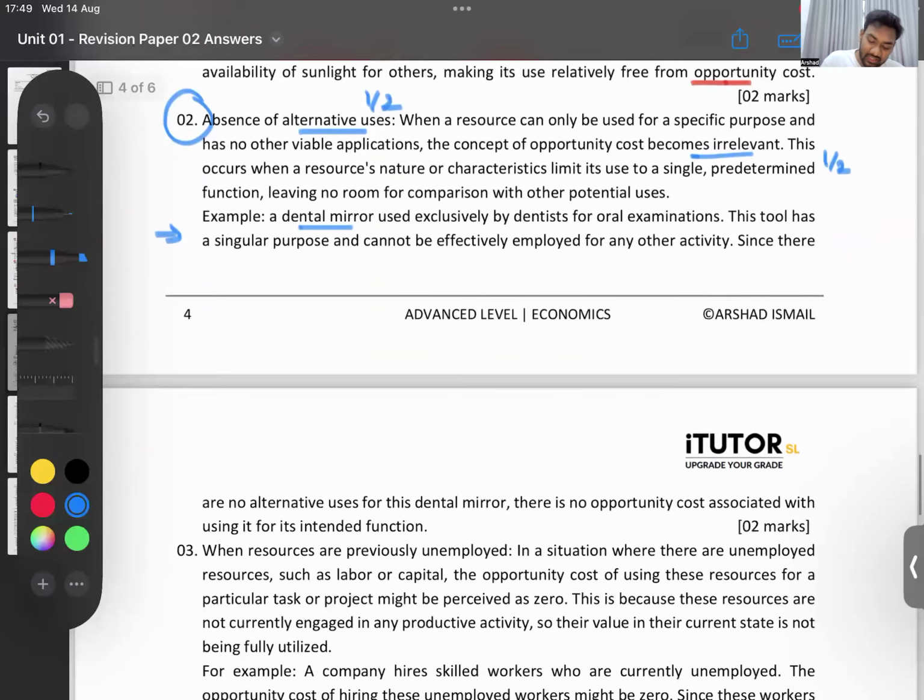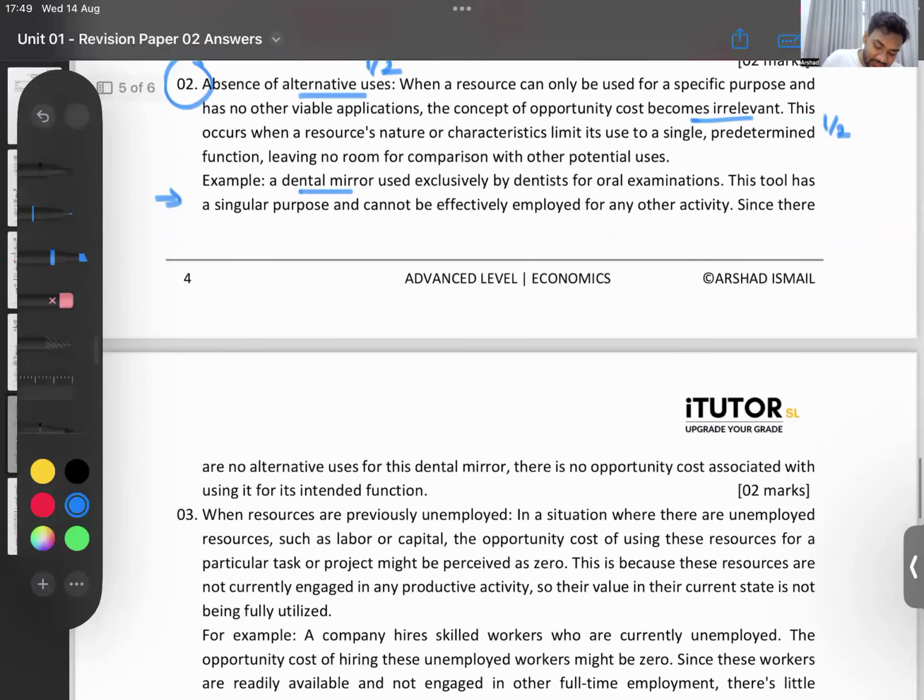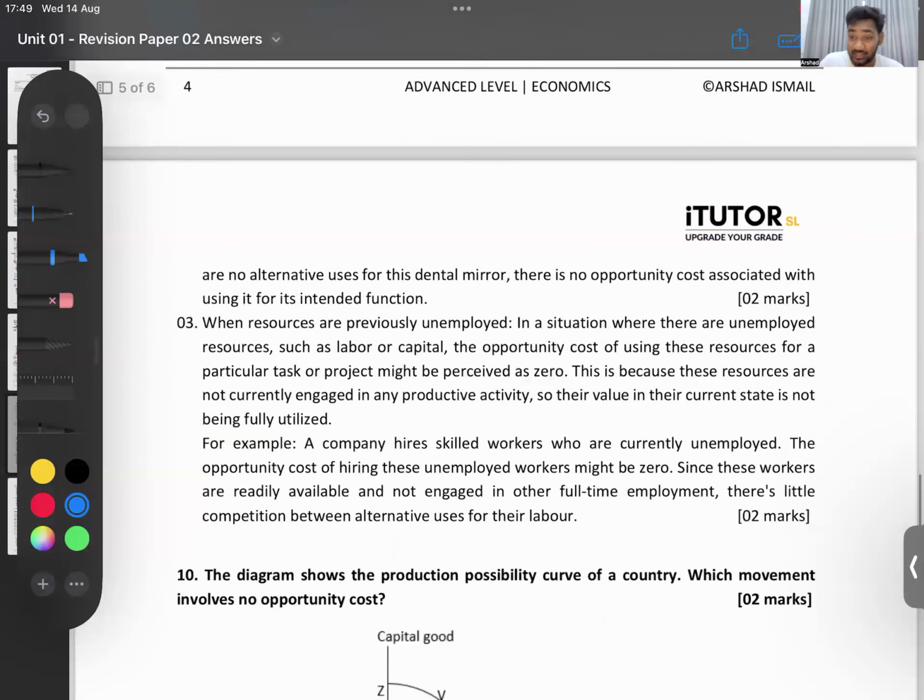Fine. Then the third one: when resources were previously unemployed, when the resources that you used to produce that good were unemployed, then opportunity cost is zero. And I have given an example as well. Can you go through that? It will be general public goods, clock towers. Is that this case? The production of public goods has an opportunity cost.